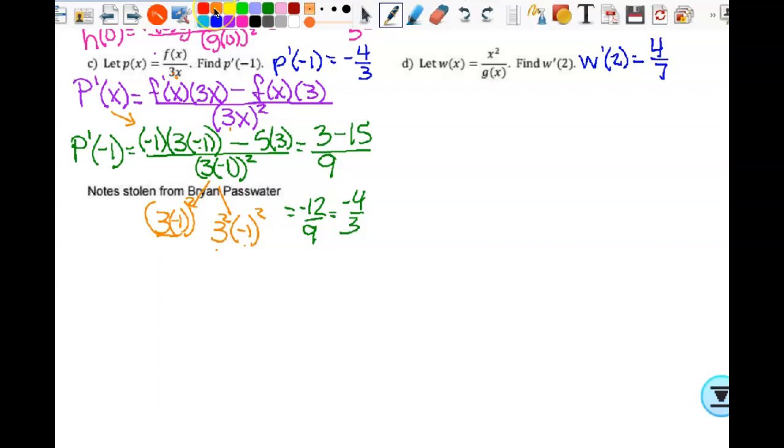Okie dokie. So W prime of X. Okay. This is a quotient, so here's what I get. So if you haven't done it yet, just go ahead and do the quotient rule. I won't say it out loud. That way you can think through it and then we can double check.